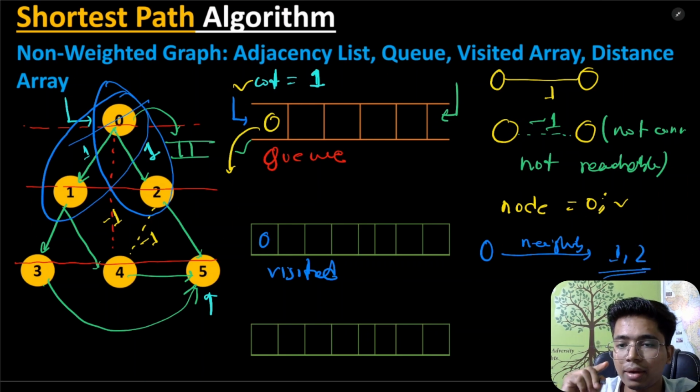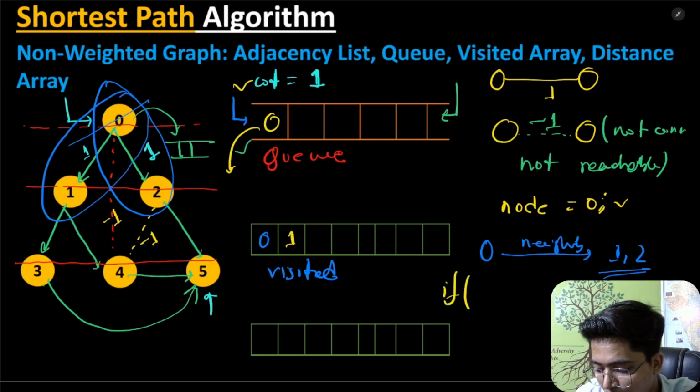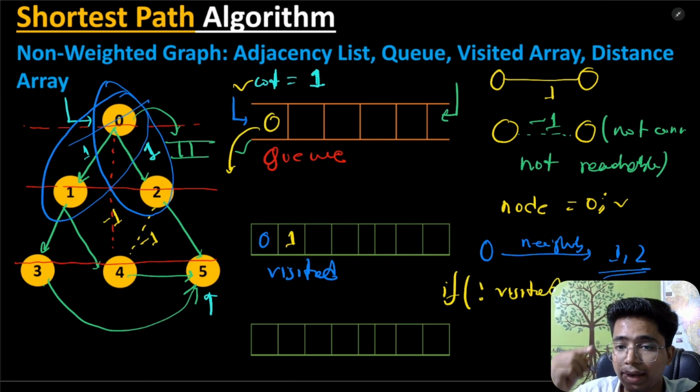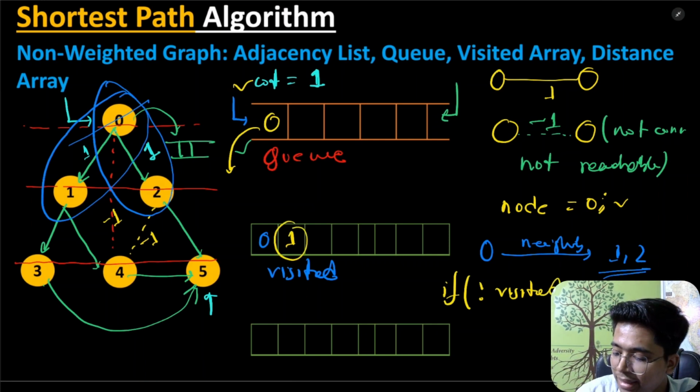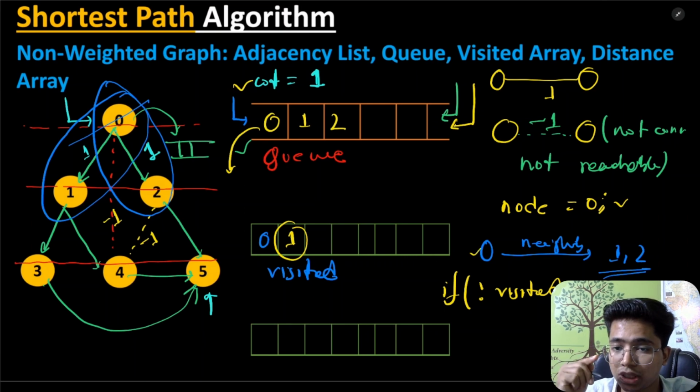Now notice one thing: if we have visited any element, let's say we have visited 1 previously, we will not visit that again. So we'll check that if this element is not visited, that is, if not visited dot that element, only then will we push it here. That means 1 will be pushed into the queue, then 2 will be pushed into the queue, because they are neighbors. And this is how we will be implementing this shortest path algorithm. So let's understand the algorithm in detail, one by one, with code lines.